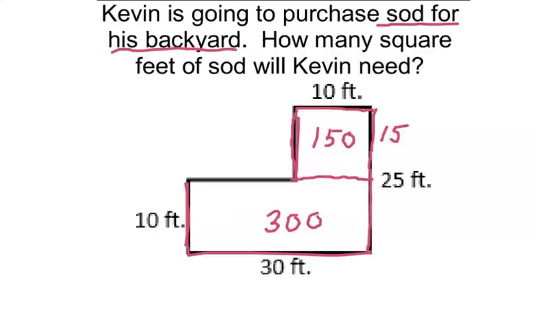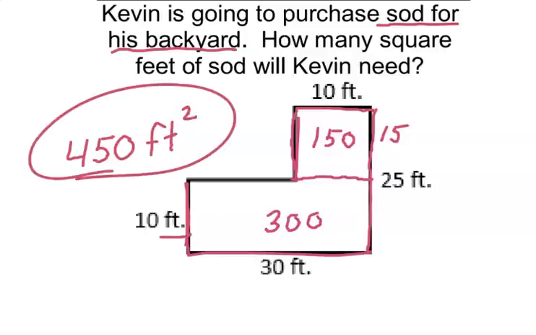Okay, so we'll just take that since that's the last one we tried. 300 and 150 is 450. We're talking about feet, so we're going to have to put feet squared. Okay, so again, we can find it so many different ways, but we'll just do it this way. We have 300 plus 150 gives us 450 feet squared, and that is the total amount of sod that Kevin would need for his backyard.